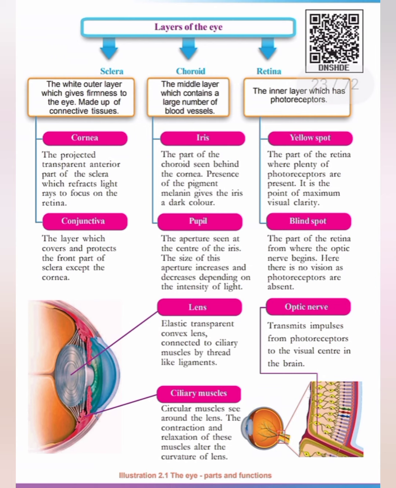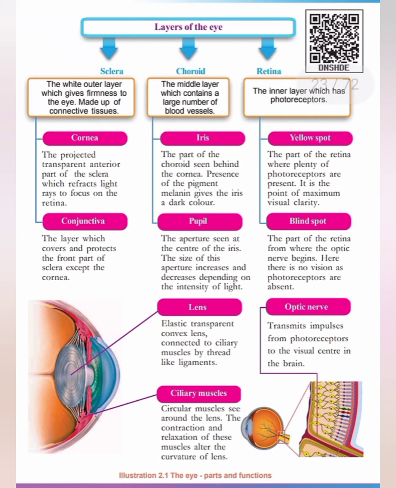You all know about receptors, isn't it? What are receptors? They receive stimuli from the external atmosphere or from our body also. Here in our eye, photoreceptors are present because our eye receives light as a stimulus. We can study the parts of each layer. First one is sclera. It contains the cornea and conjunctiva. Conjunctiva, we heard some time before, secretes mucus. We can look once more.